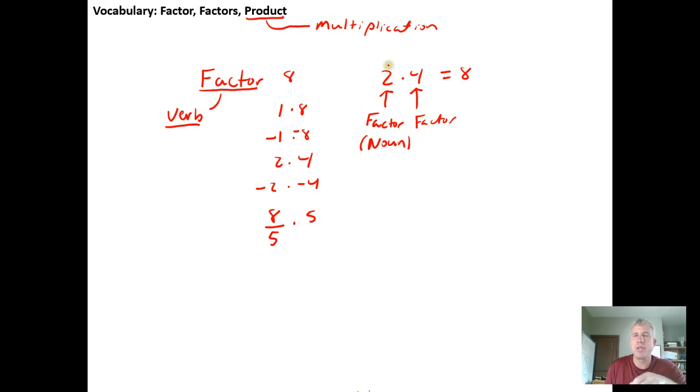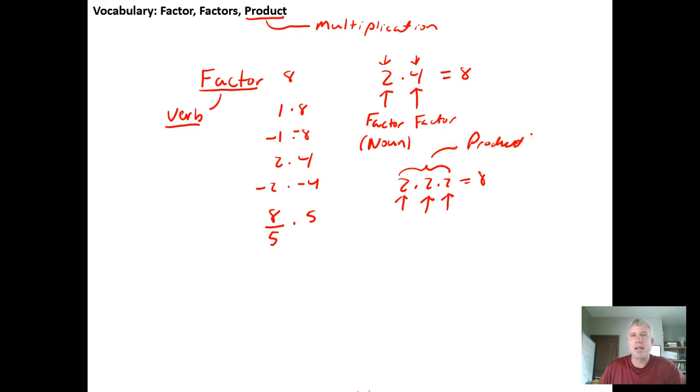That means that 2 is one of the pieces in the product or the multiplication that I made to make an 8. So factor as a verb means write the thing as a multiplication. Factor or factors are the individual pieces that are there in the multiplication. 8 could be written as 2 times 2 times 2. And each of these is a factor of 8. And I have factored 8 by writing it as a product or a multiplication.